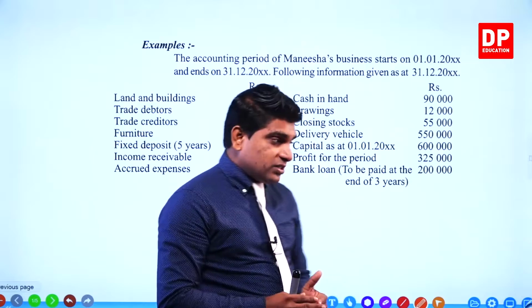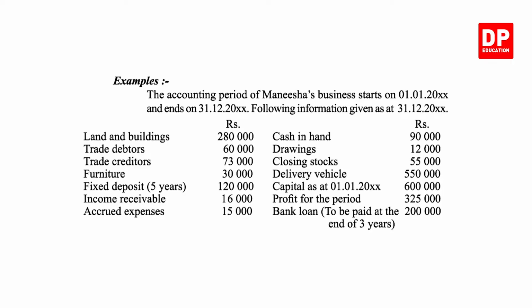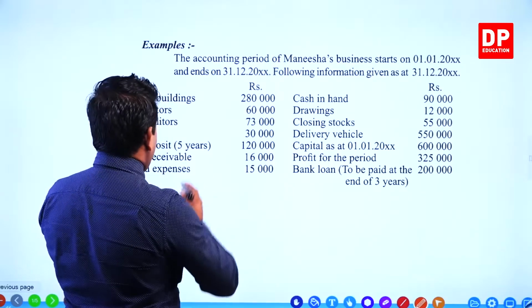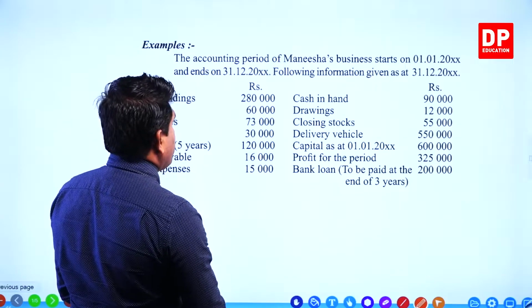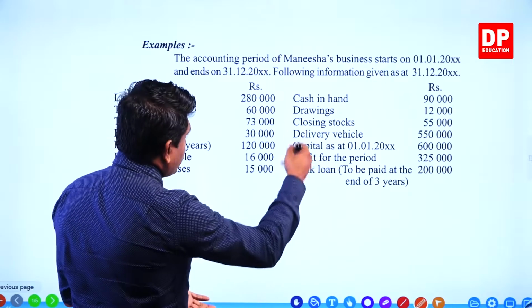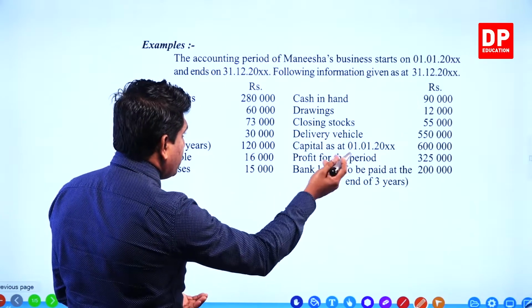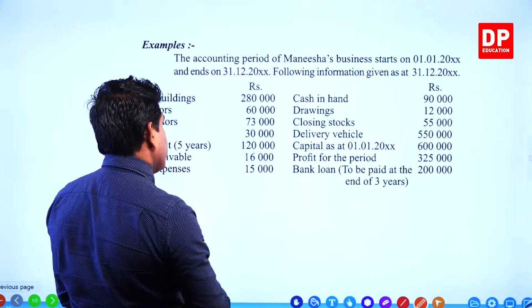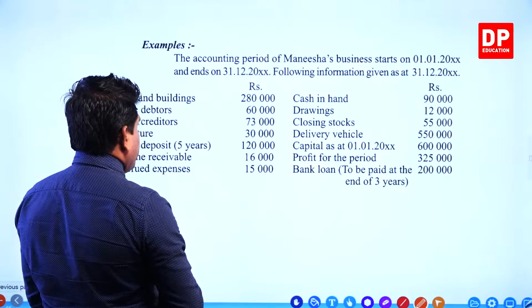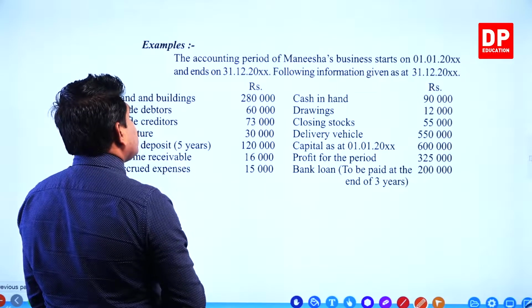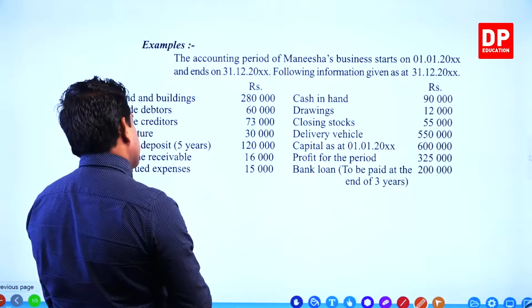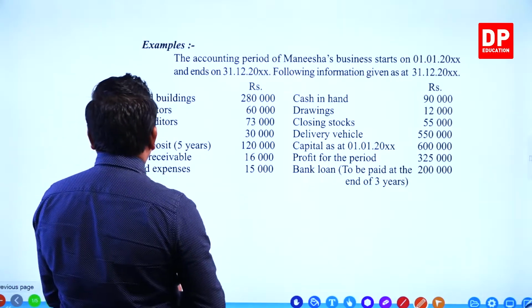Now, let's go to the first slide. You can see I have given examples in the slide. The accounting period of Manisha's business starts on 1st of January 20XX. You can put any year, 2021 or before 2021, any year. It ends on 31st December of the same year. The following information is given as at 31st December the same year.